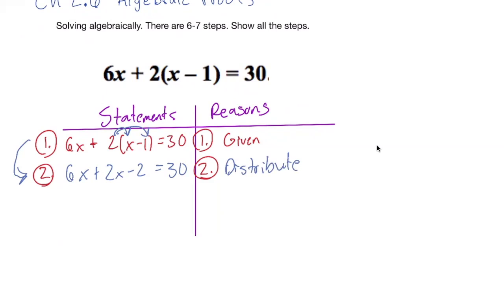Okay, after you do that, what people will probably say here is you need to add like terms, right? So you probably want to add these up here. Let's call it green. So this here will become 8x minus 2 equals 30.